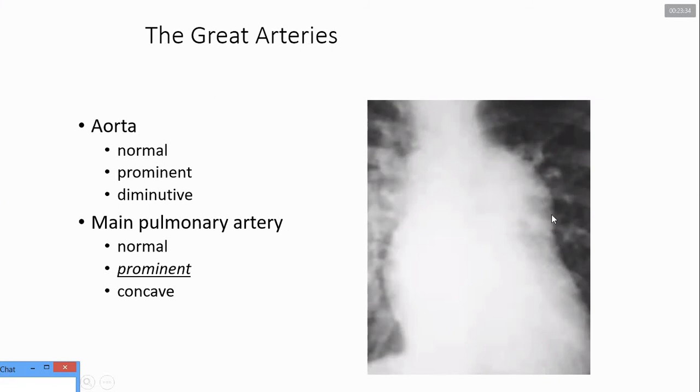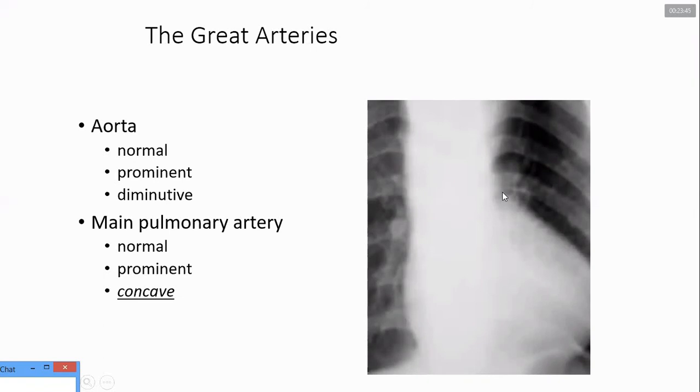Now, the main pulmonary artery. We can see the pulmonary artery obscuring the aortopulmonary window. Look on the left side, how prominent the left pulmonary artery is. Now, concave: in case there is concavity of the aortopulmonary window, the pulmonary artery is barely perceivable.